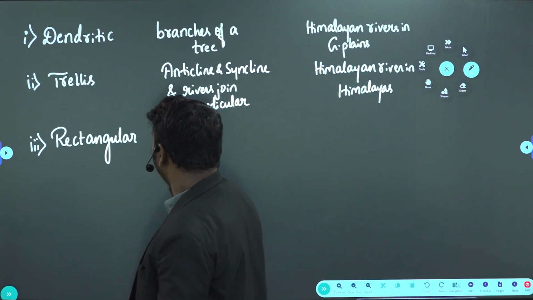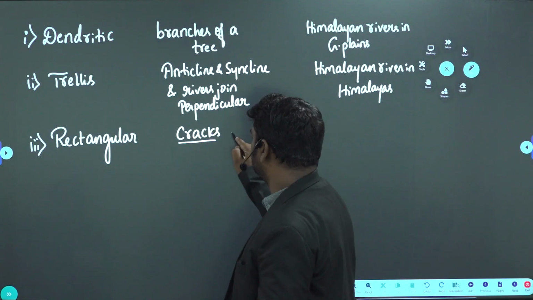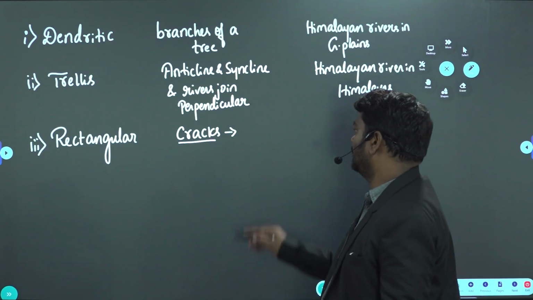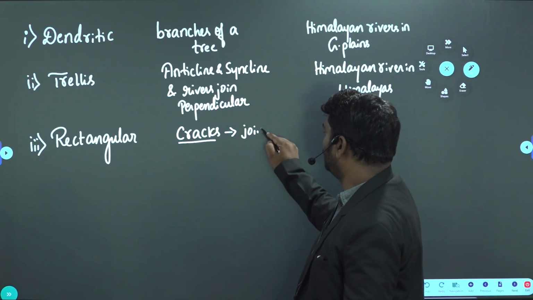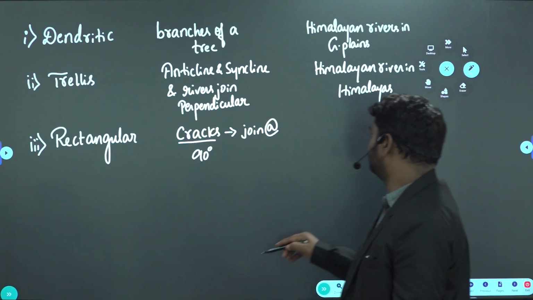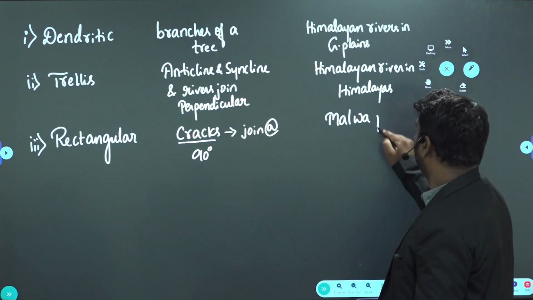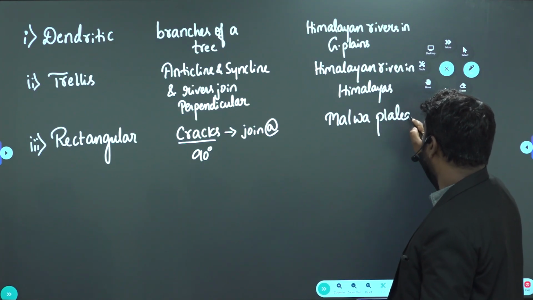Rectangular pattern: when rivers flow in the cracks and join at 90 degrees. Rivers in Malwa Plateau.